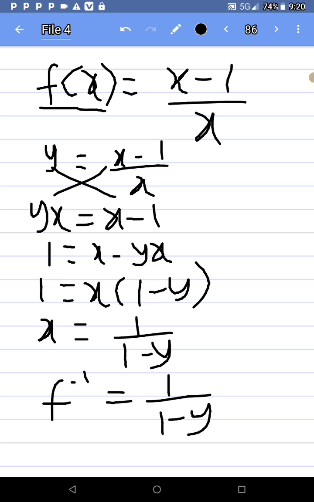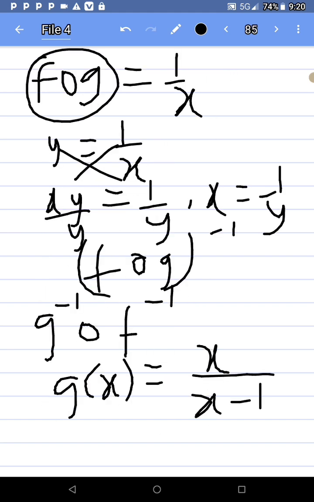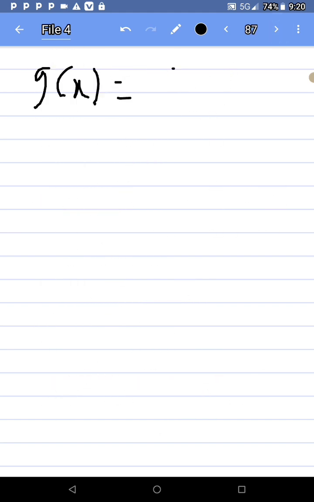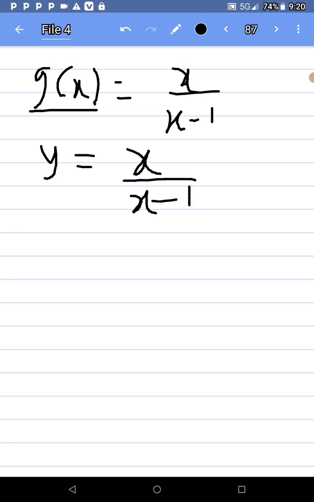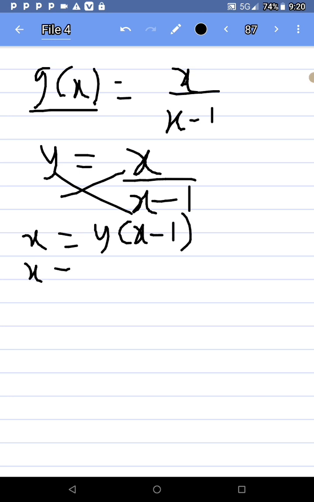Now let's go for the inverse of g. Now g of x is defined by x over x minus 1. Once again, the gospel is change this whole thing to y and make x the subject of the formula. So y equals x over x minus 1. Cross multiply, x equals y into x minus 1. So x equals yx minus y.